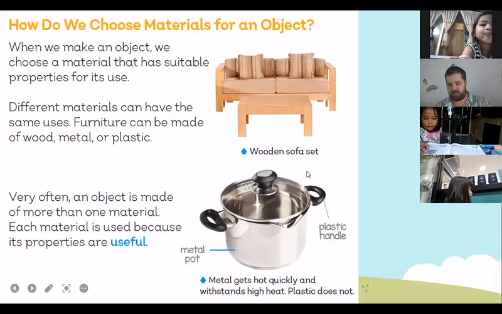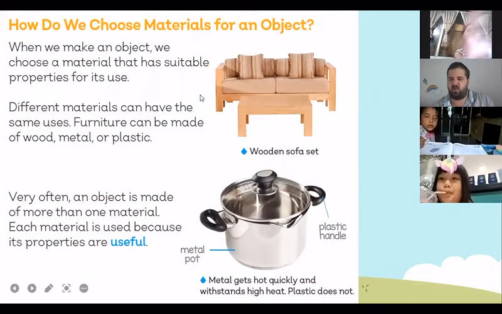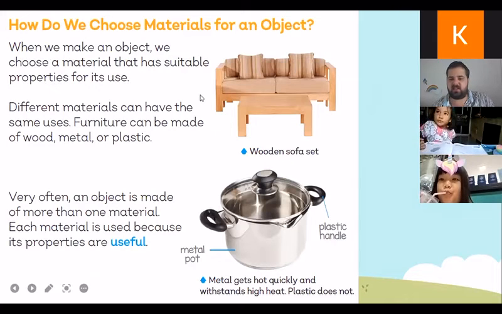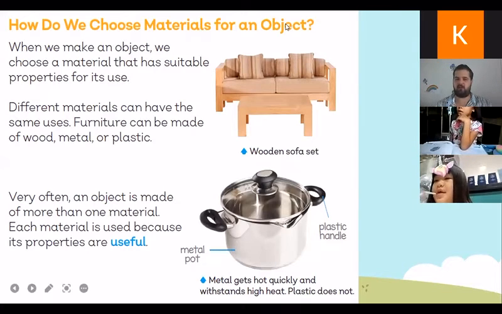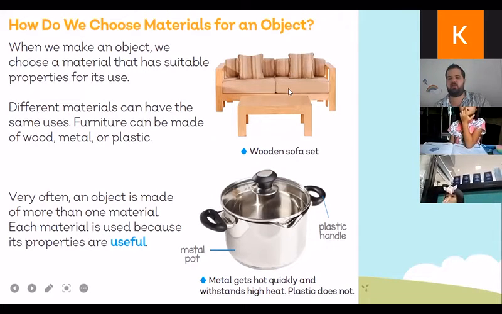So first thing, how do we choose materials for an object? For example, we have the sofa. Can you see the sofa? We make the sofa out of fabric because fabric is soft. Would you like to sit on wood or on a brick? Not soft, it's hard. If you want something soft, you would use fabric for the sofa. If you want something strong, you use wood or metal. If you want something to float like a boat, you use wood. Are boats made out of metal? No, they're made out of wood so they can float.